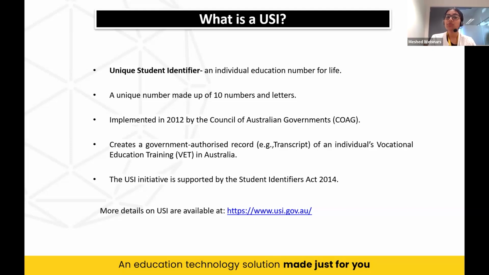So as we all know, USI is unique student identifier. It's a combination of 10 unique numbers and letters which is assigned to an individual once they sign up for USI. This is an education number for life. Any VET education that a student takes in Australia, a government authorized record for that VET training is created using the USI transcript. This was implemented in 2012 by the Council of Australian Governments and is supported by the Student Identifiers Act 2014.